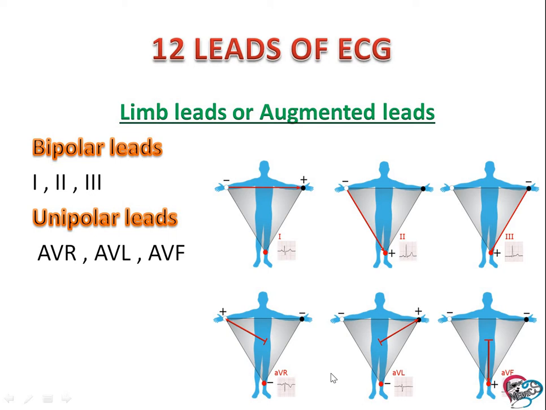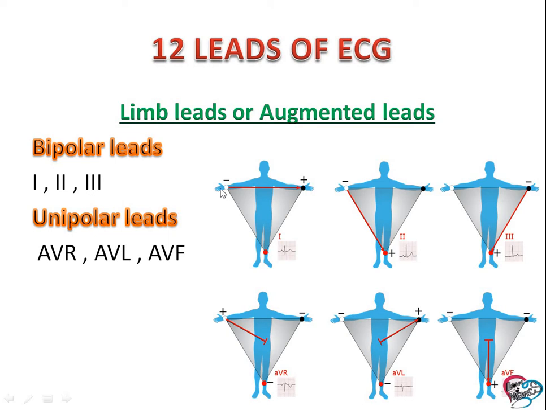Then where are the 12 leads? We place the 6 leads on the chest and the limb leads are 6. The limb leads are, some are bipolar leads and some are unipolar leads. Bipolar leads are 1, 2, 3 and unipolar leads are AVR, AVL and AVF.